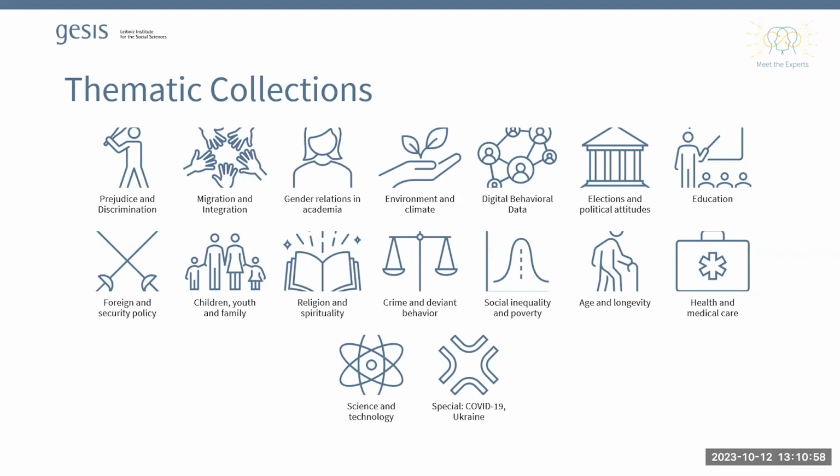We have a lot of data about environment, climate change. Of course, we also stock new kinds of data, which are currently gathered in our digital behavioral data thematic collection. These are data pertaining, for example, to social media and things like that. We have historically, due to historical reasons, very much data about elections and political attitudes, education, foreign policy, children, youth and family, religion, crime, social inequality, aging, healthcare and science.